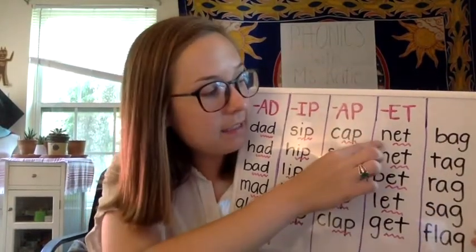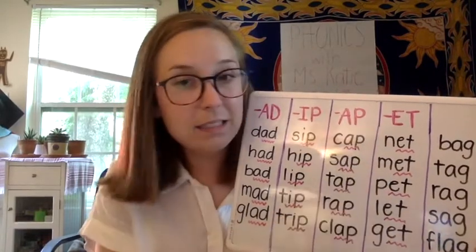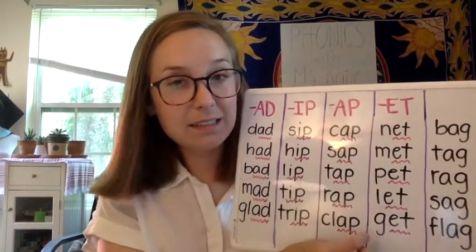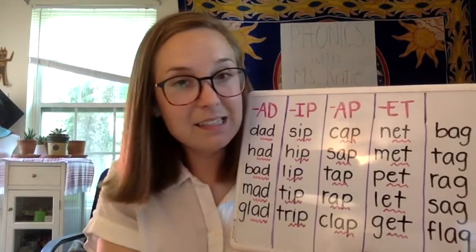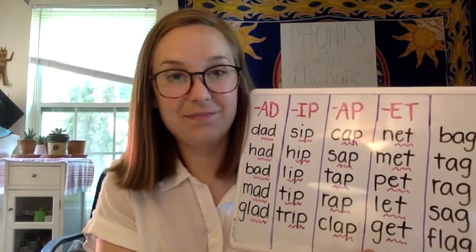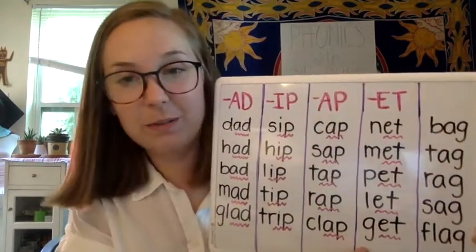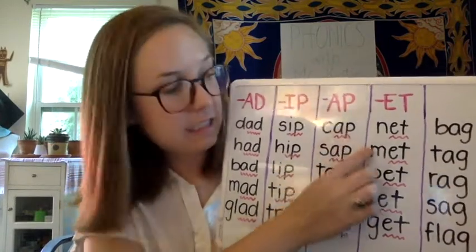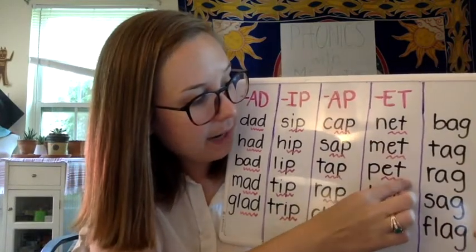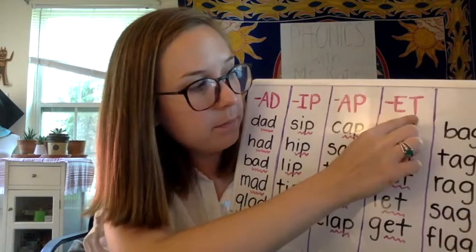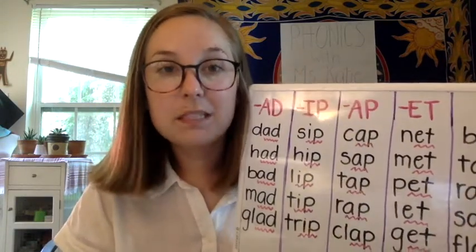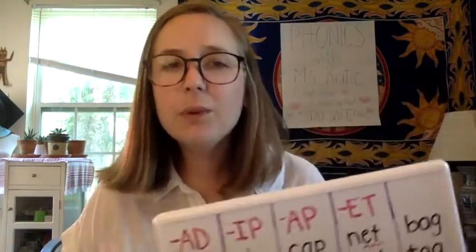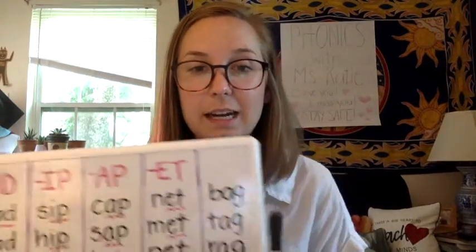We had net, met, pet, let, and get. Okay? And we talked about how all of these words have an ET at the end. They all have that ET pattern. So I have them underlined and I put my pattern up at the top. Okay? And so we have a couple of new words to look at today.